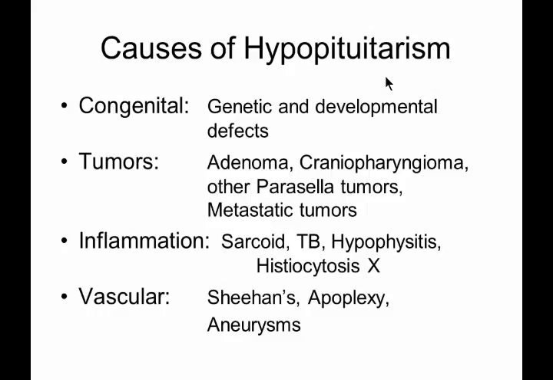So what are the causes of hypopituitarism? Well, we've really gone through this when we talked about the causes of low growth hormone, because congenital defects may not only involve growth hormone, they may involve any one of a number of hormones produced by the anterior pituitary. Tumors, be they adenomas, craniopharyngiomas, parasellar tumors, or metastatic tumors, can also, of course, cause hypopituitarism. Inflammatory diseases, again, we've mentioned all of these: sarcoid, tuberculosis, an autoimmune disease called hypophysitis, histiocytosis X, and then vascular causes.